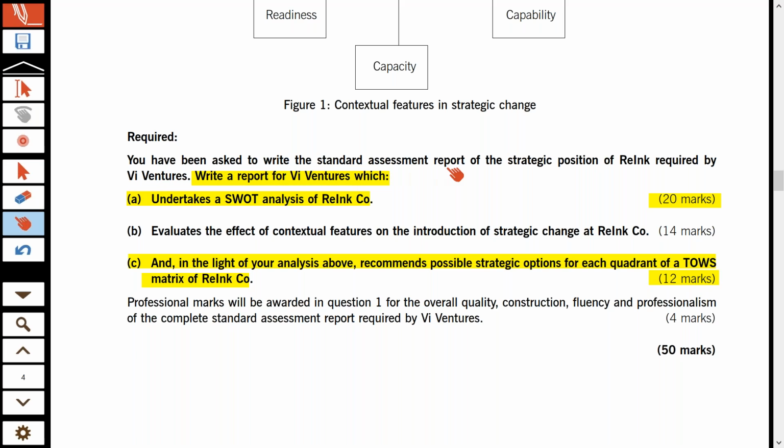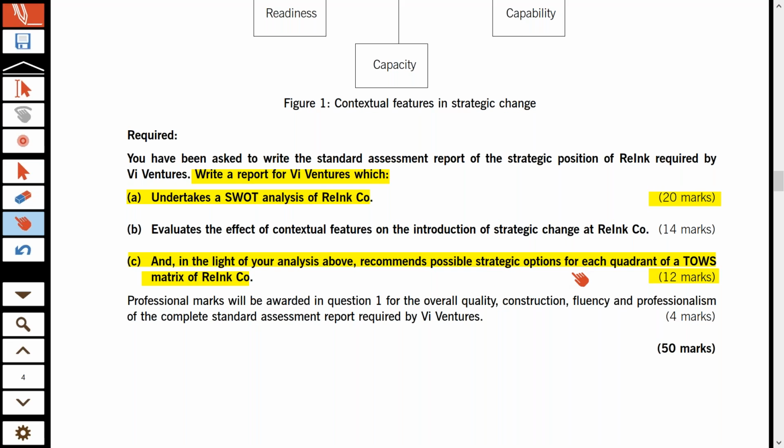You have been asked to write the standard assessment report of the strategic position of re-inc required by V Ventures. Write a report for V Ventures, which A, undertakes a SWOT analysis of re-inc, 20 marks, and B, in light of your analysis above, recommend possible strategic options for each quadrant of a TOES matrix of re-inc, 12 marks, and there's some professional marks. I would like to ignore professional marks because in SBL there's a completely new format and new methodology of professional marks. So we need to do SWOT, 20 marks, followed by TOES, 12 marks.